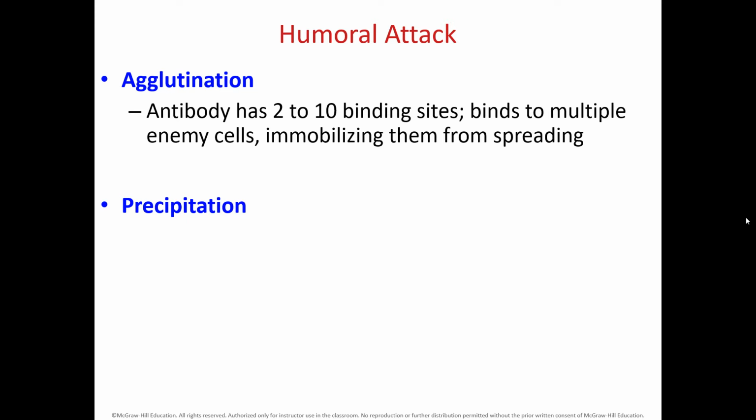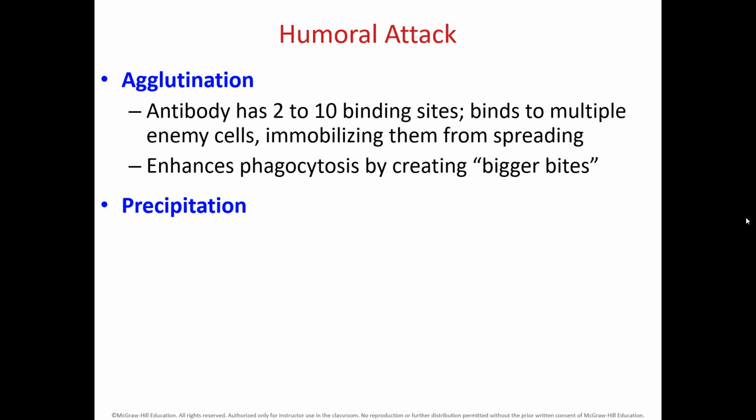With agglutination, antibodies can have 2 to 10 binding sites. They can actually bind multiple enemy cells, and then that's going to, first of all, immobilize them from spreading. That's also going to make it easier for them to be removed from the body, because if you've got a phagocytic cell, it's a lot easier to engulf and destroy a group of foreign or potentially threatening cells than to go and hunt them down individually.